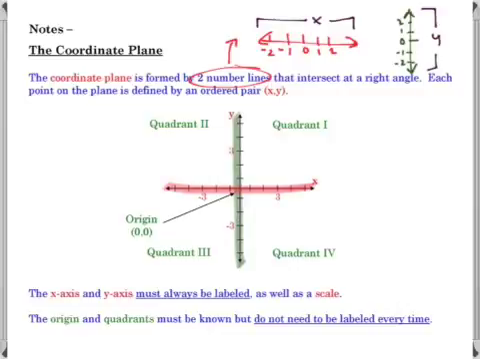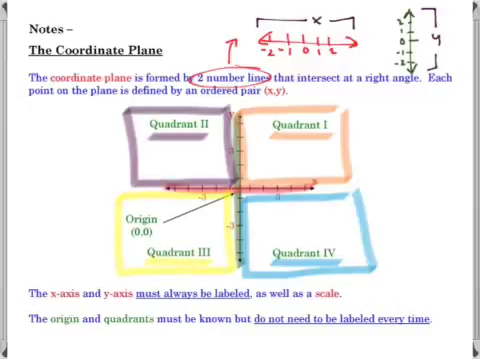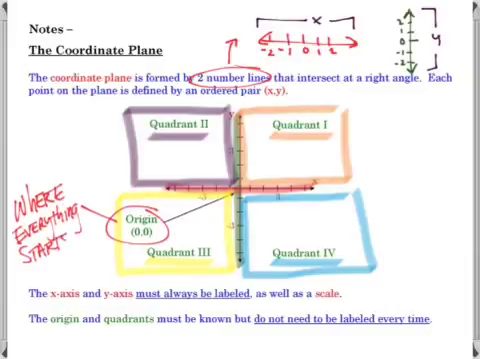So we can see those are our two number lines put together. And we have the one in the upper right corner is called quadrant 1, and then we go counterclockwise to get quadrant 2, quadrant 3, and quadrant 4. And where they meet, that point in the center, is called the origin. That's where everything starts. So just like the origin of species, that's where things start. So we start counting from 0, 0 always.